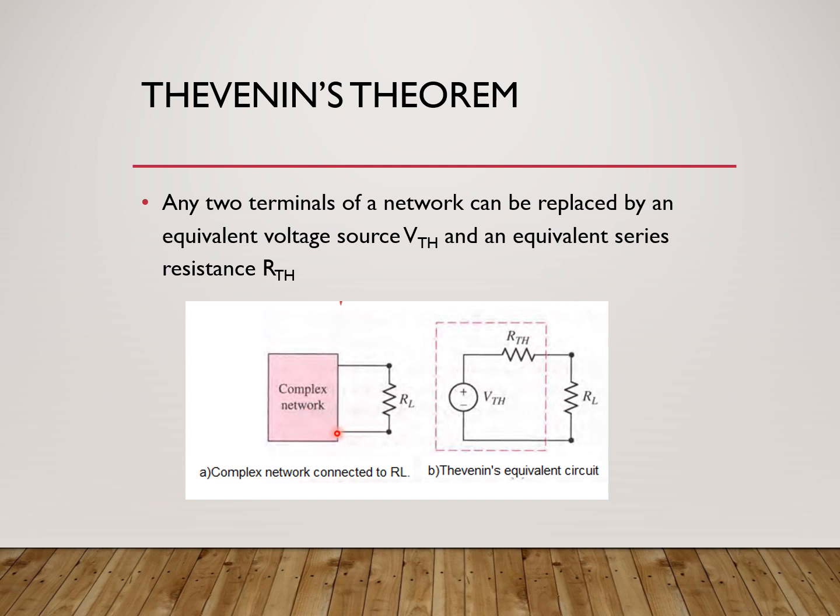Thevenin's theorem says that you can replace the complex network at the load terminals by this part, which is given by a voltage source called VTH, or the Thevenin voltage source, in series with a resistance, which is called the Thevenin resistance. Now, this whole circuit is connected in series with RL. To find the current through the network, since it's a series circuit, the current would be VTH divided by RTH plus RL. So this is what Thevenin's theorem says.